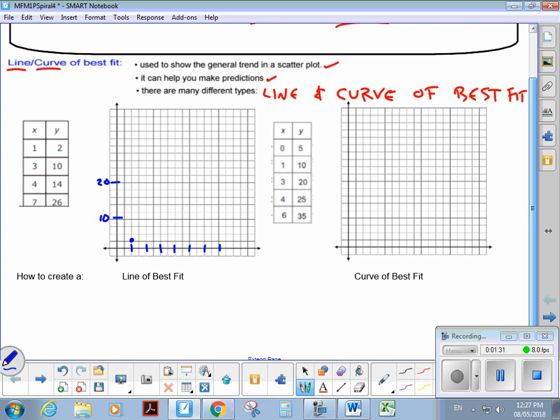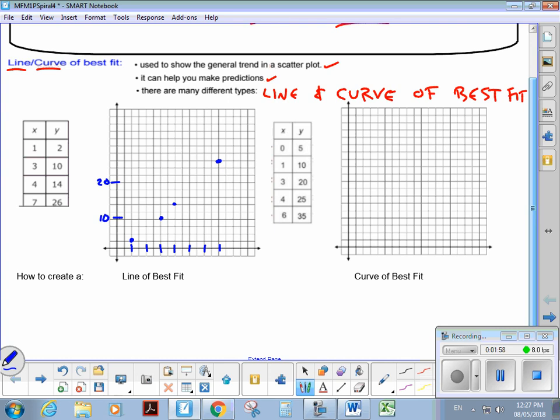So if I plot the points, 1, 2 would go right there. 3, 10. 4, 14. And 7, 26, counting 1, 2, 3, 4, 5, 6, 7, and 22, 6 would be right there. So here we go. We have 4 dots, that's our scatter plot that we have plotted here.